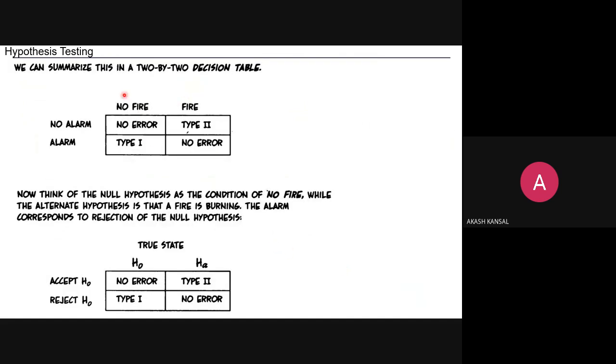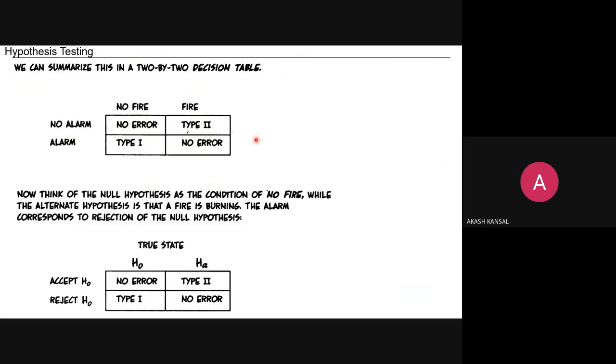Now let's summarize this, okay? As I said, if there is no alarm and no fire, then there is no error. But if there is no alarm and there is a fire, it becomes a type 2 error. If there is an alarm and there is no fire, it becomes a type 1 error. If there is an alarm and there is a fire, then it becomes no error. So this is your decision table.